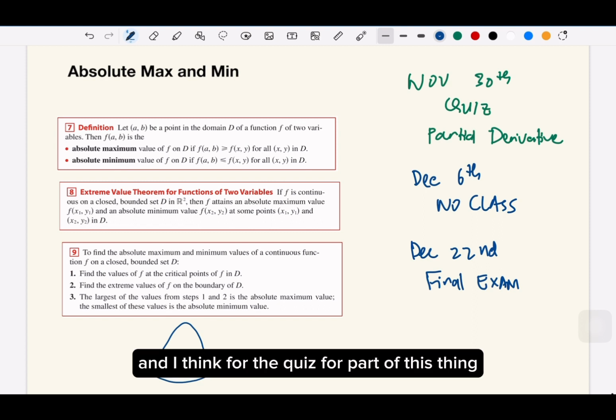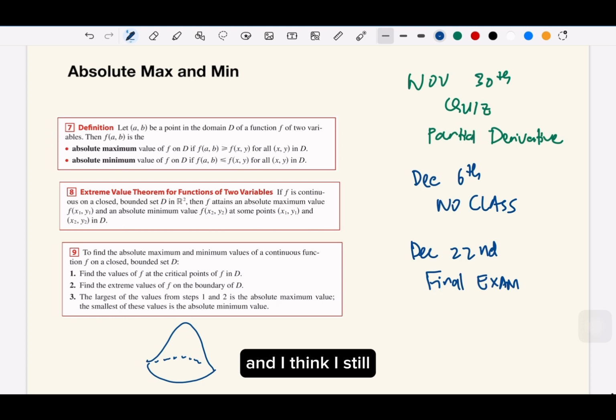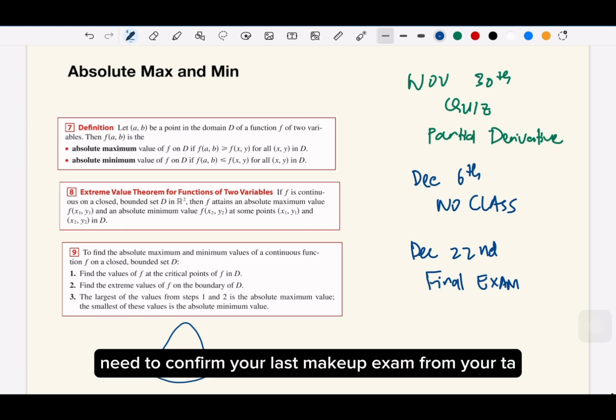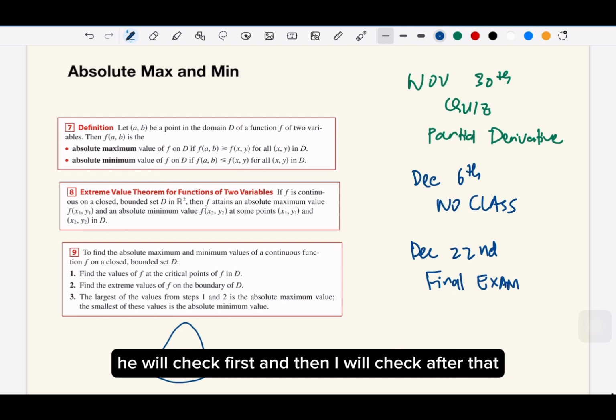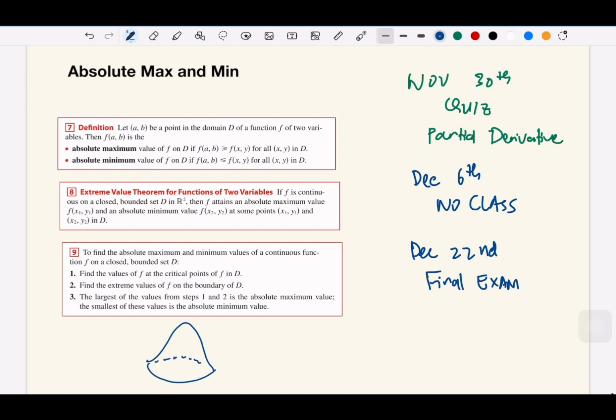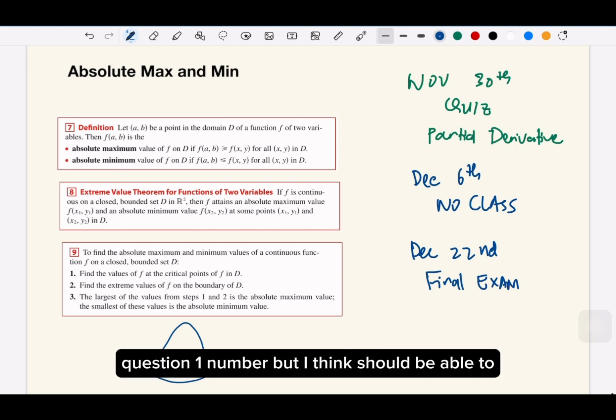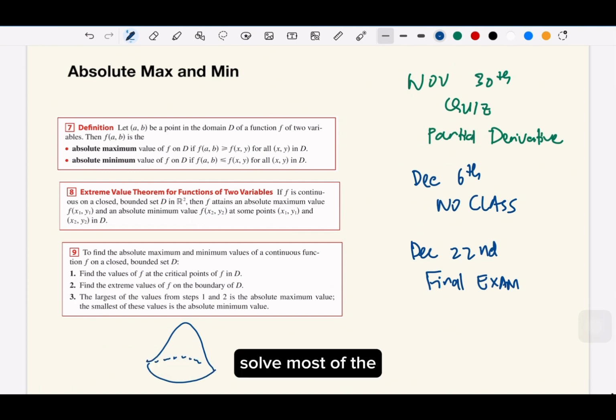And I think the quiz on partial derivatives will be the last quiz in our course. And I still need to confirm your last makeup exam from your TA. I haven't checked, but my TA will check first, and then I will check after that. Do you think it's okay? Your makeup exam, right? The question was okay, 1 hour, but I think you should be able to solve most of it.